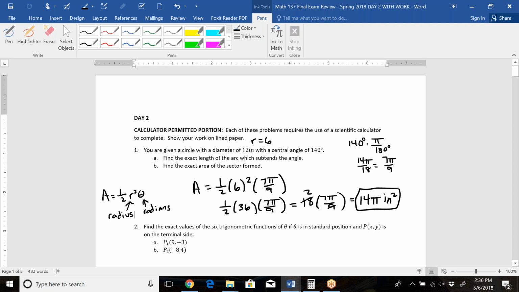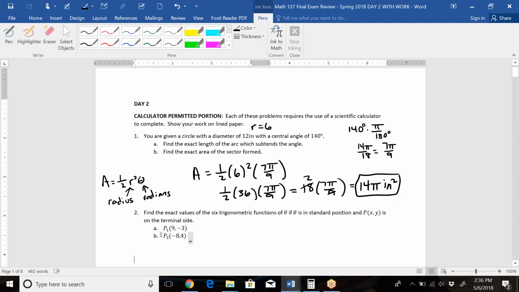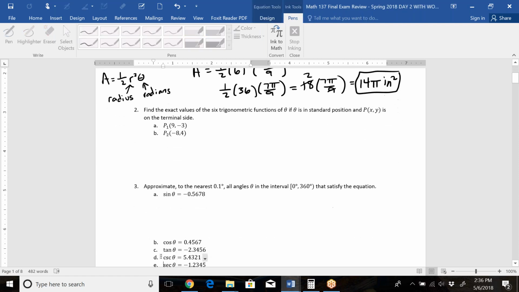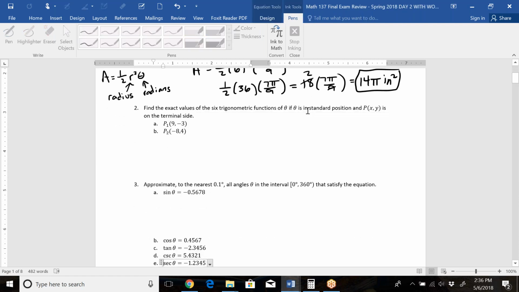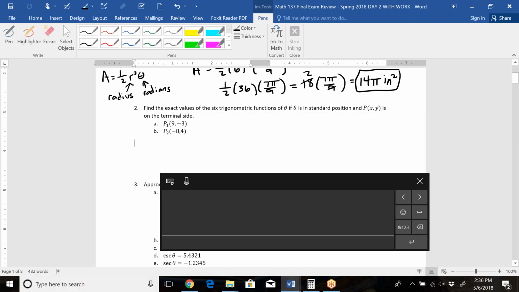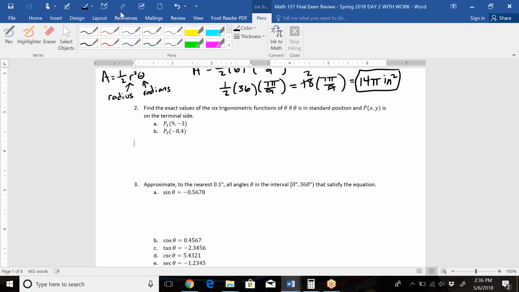Okay, let's look at number 2. I decided to do B part here. It says find the exact values of the 6 trigonometric functions of theta if theta is in standard position and (-8, 4) is on its terminal side. So let's plot that point. That would be in quad 2 because it is a negative x but a positive y. So it's got a -8 and a 4 for the x and the y because there's the point up there.